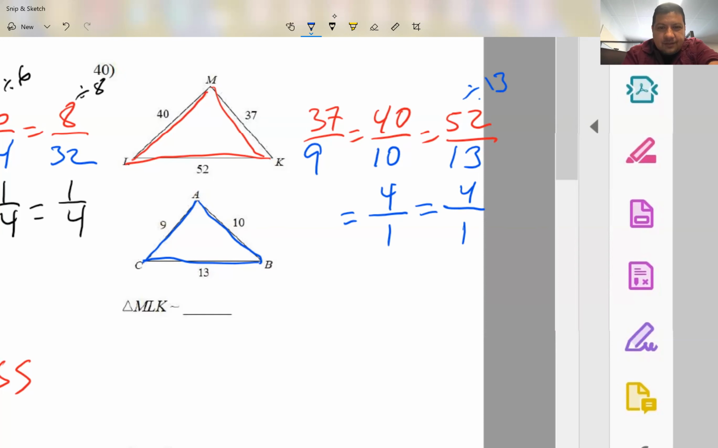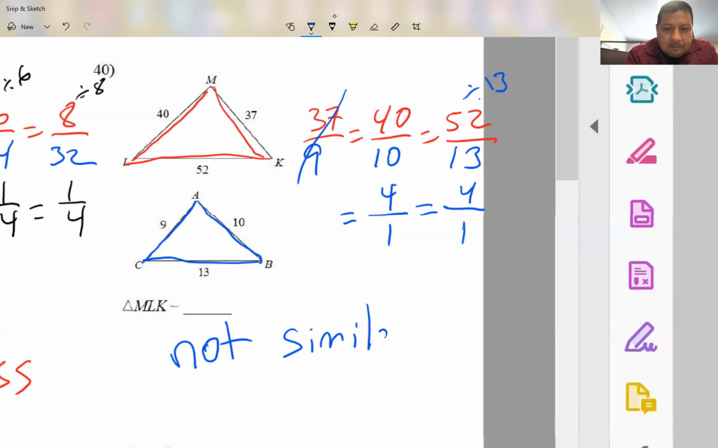So I'm going to say, because of this one, they're not all proportional. I was not able to simplify one of my fractions to 4 over 1. I needed all of them to be similar or proportional. Now, these triangles are not similar. So when they're not similar, remember earlier it said, state if they are similar. If they are, state how you know. This one is not similar, so I'm just going to type not similar.